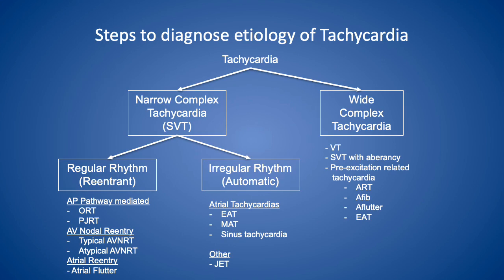All right, so hopefully we've gone through all the steps to diagnose the etiology of a tachycardia. Again, trying to differentiate between narrow complex and wide complex, and then if it's a narrow complex, to think about it in terms of whether it's reentrant or automatic.